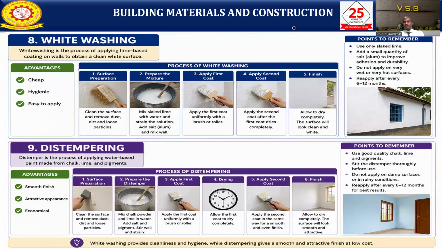Some points to remember when using distemper. Use good quality chalk, lime and pigment. Stir the distemper thoroughly before use. Do not apply on damp surfaces or in rainy conditions. Reapply after 6 to 12 months to get the best results. Whitewashing provides cleanliness and hygiene, while distempering gives a smooth and attractive finish at a lower cost.